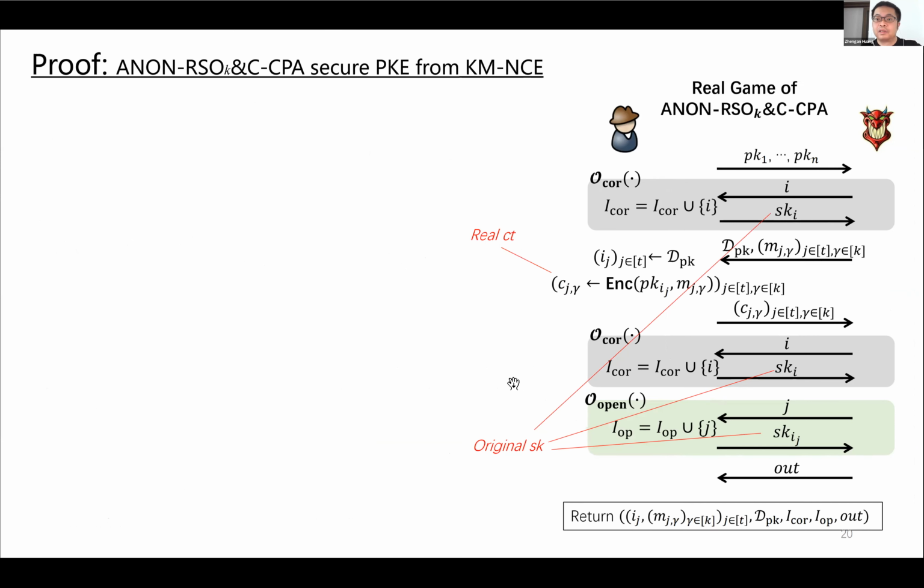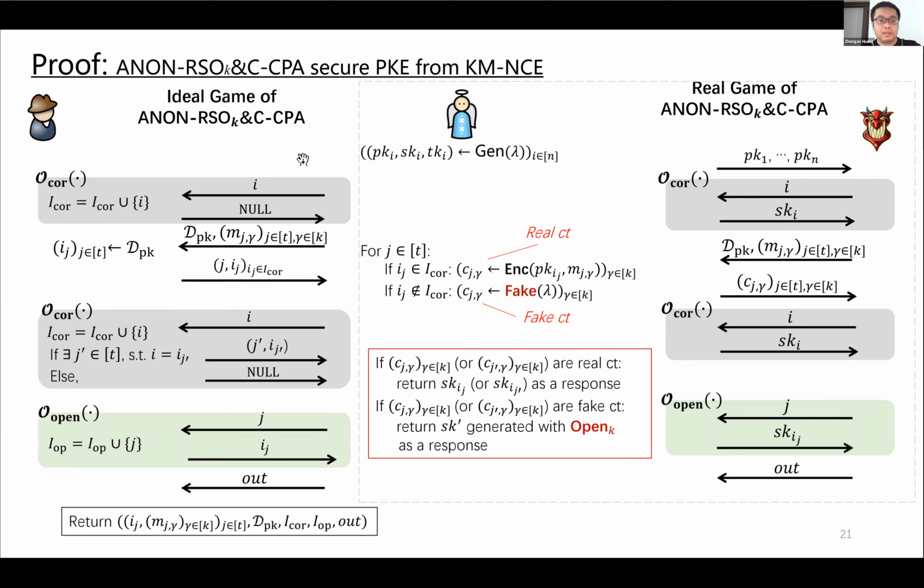We note that in the real game, all the challenging ciphertexts are real ciphertexts, and all the returned secret keys are the original secret keys. In the ideal game, some of the challenging ciphertexts are modified to fake ciphertexts, and some of the returned secret keys are modified to open ones.